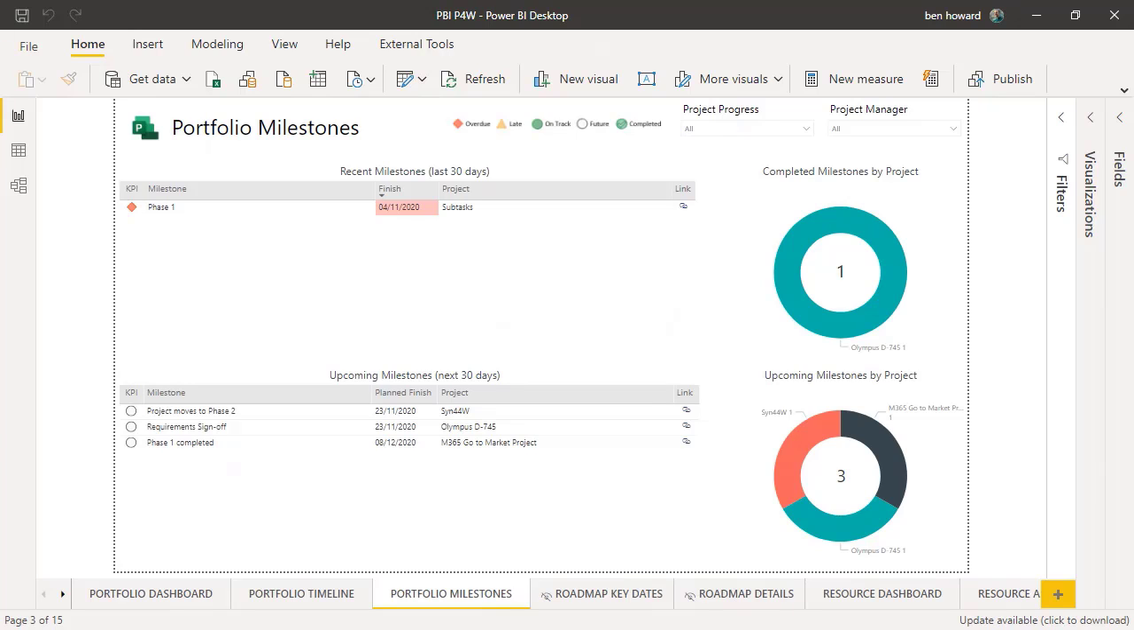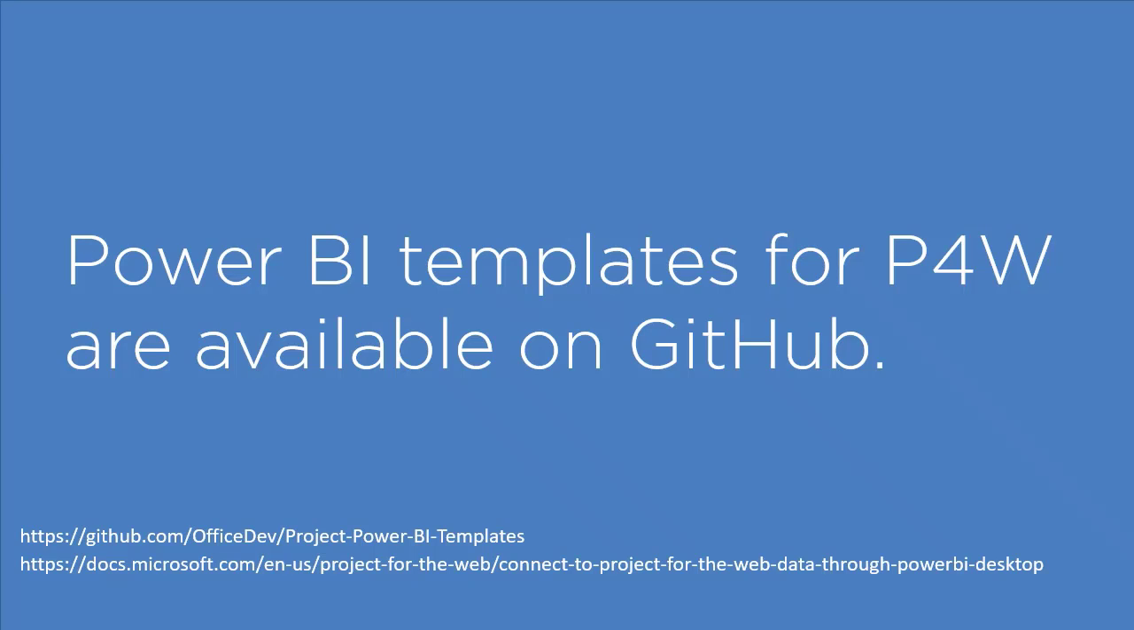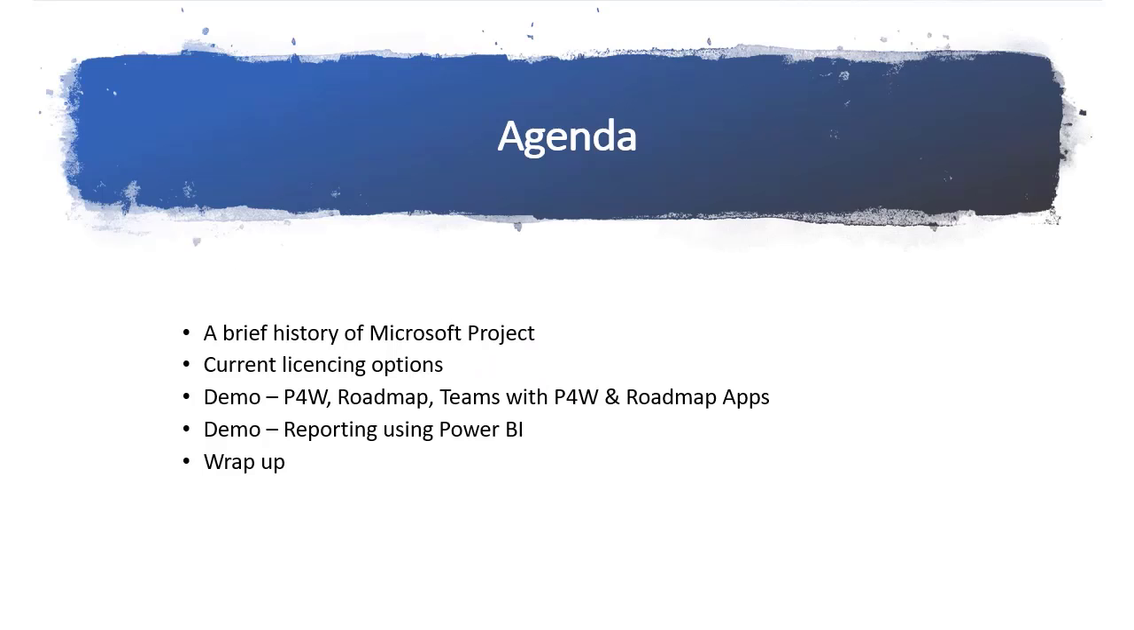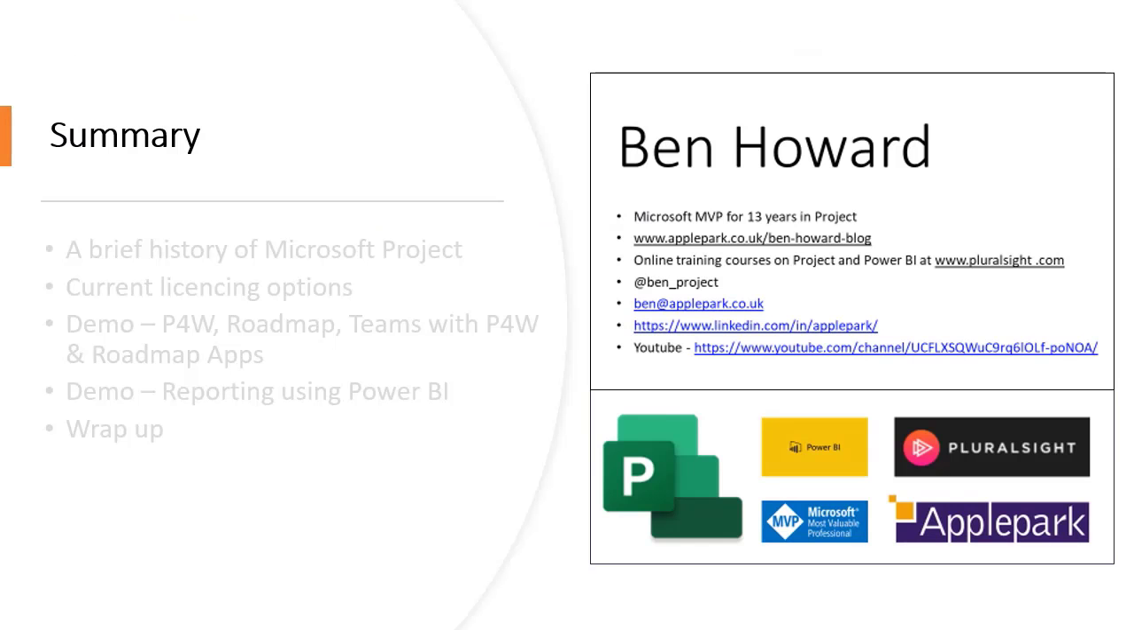I always like to wrap this up with what did we actually cover. Well, what we covered was the brief history of Microsoft Project, 36 years old. It may well reach 46, but I don't know. We had a look at the current licensing options, demo of people in roadmap, Teams integration, etc., demo of reporting using Power BI, and that's pretty much our time.